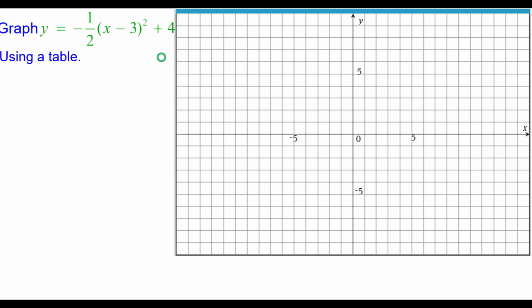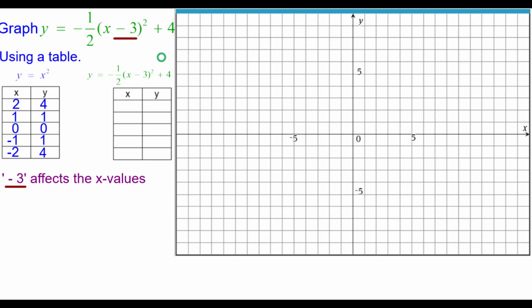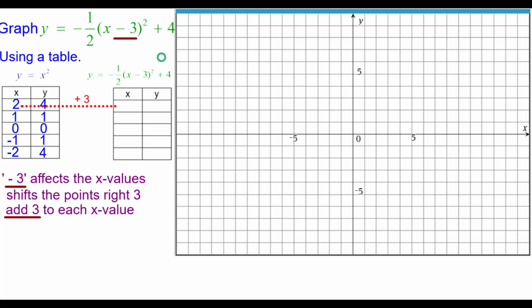The second way is using a table. This is our table of the 5 points that we used for a parabola. The -3 affects the x values. It's the only one of the parameters that affects the x values. This shifts the points to the right 3, and so we need to add 3 to each x value to shift to the right. So 2 plus 3 becomes 5, 1 plus 3 becomes 4, and we're going to ask you to finish those 3. Press pause and resume when you're ready.